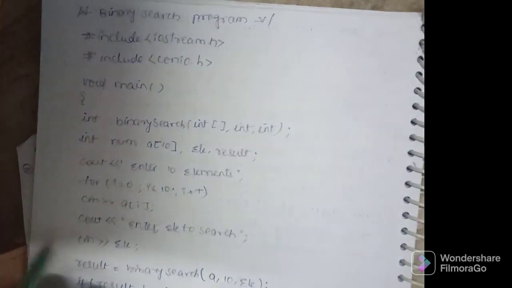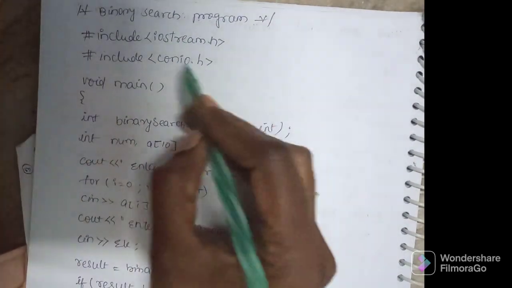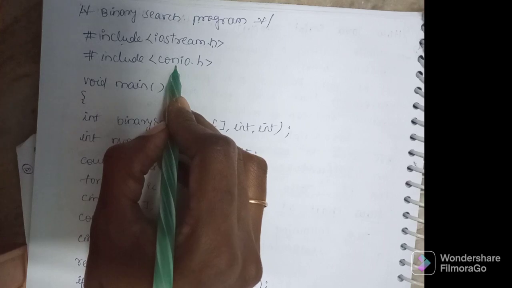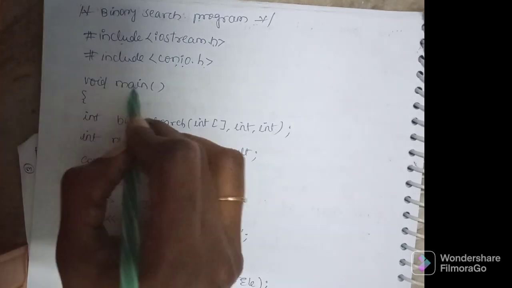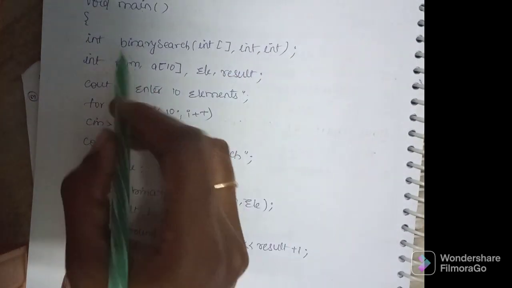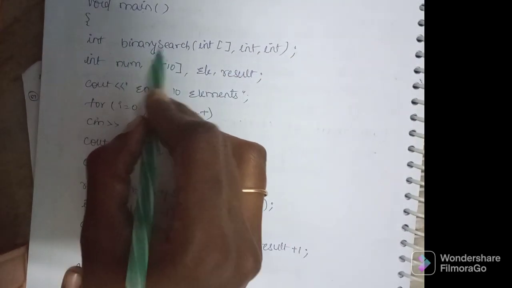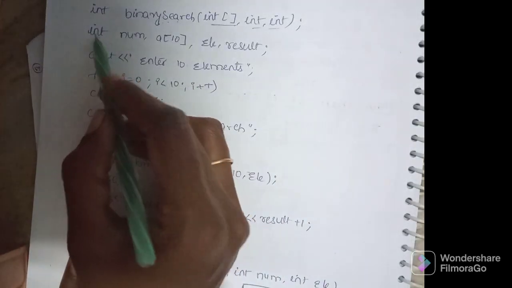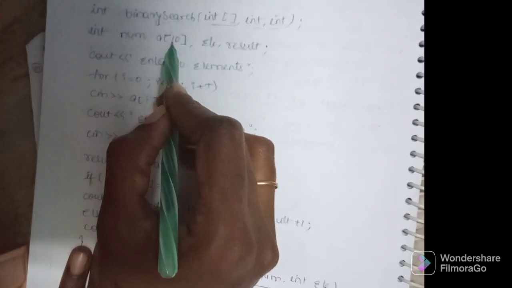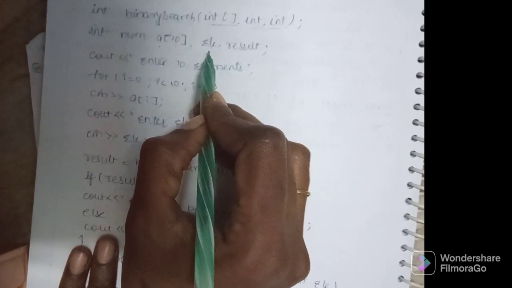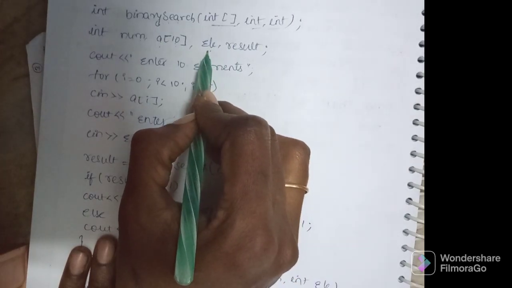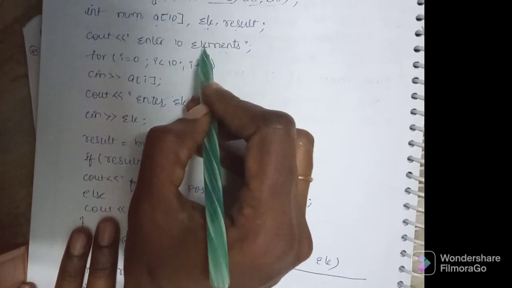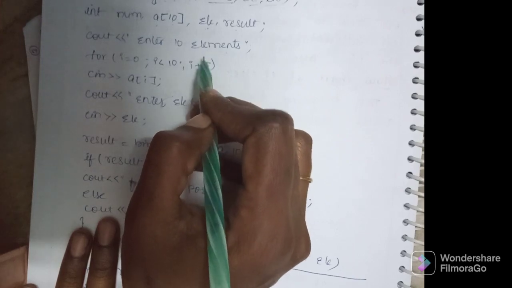See here, this is a program of binary search. First, I am including the header file iostream.h. To have the getch and clear screen functions, I am adding conio.h. As usual, void main function. Now first I am creating a prototype, that means a function declaration for the binary search, and it accepts an array and two integer values. Now I am taking one number, an array of 10 elements, an element ELE for searching, and a result. See out, enter 10 elements. Now 10 elements are entered one after the other, so I have to use a for loop.